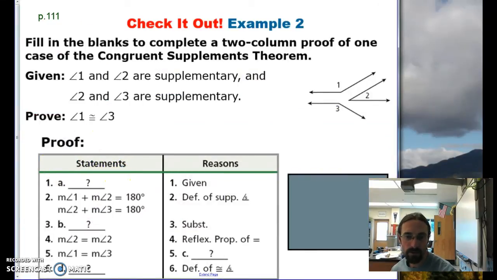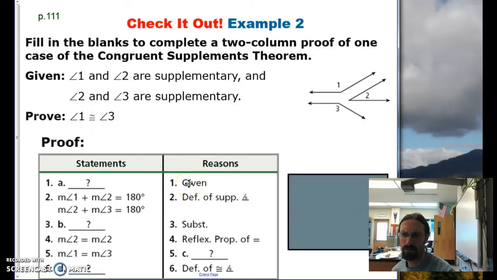I think the last thing I really want to look at here, we might have a couple more, is fill in the blanks to complete a 2-column proof. So now we're going to go through this process and try to do things together. This is page 111. So it says, given that 1 and 2 are supplementary and 2 and 3 are supplementary, prove that angle 1 is congruent to angle 3.